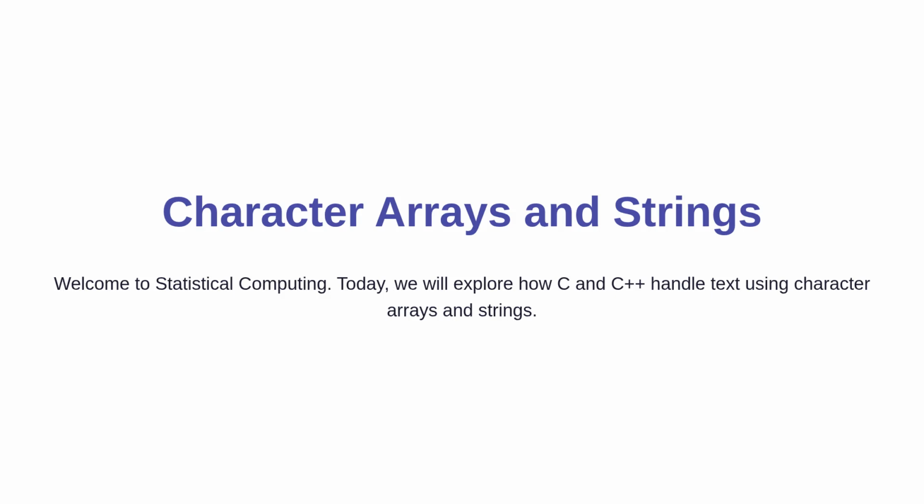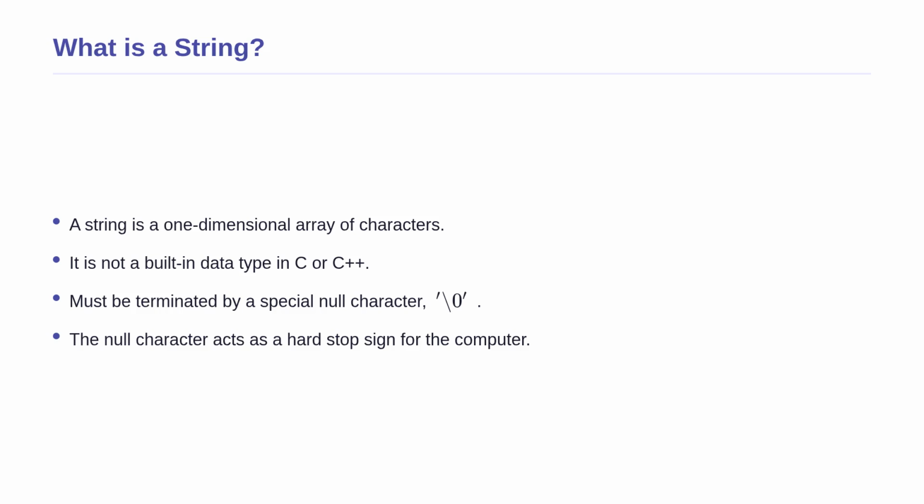Today we are going to dive into one of the most fundamental and important concepts in C and C++ programming, how the computer handles text. We will explore character arrays, strings, and the hidden mechanics that keep our programs running smoothly. Understanding this will give you a massive advantage in writing secure code. Let us start by understanding what a string actually is and why it matters so much.